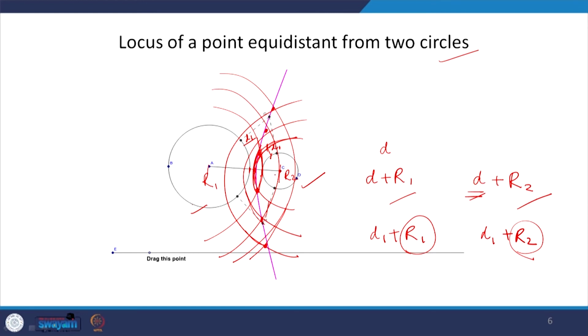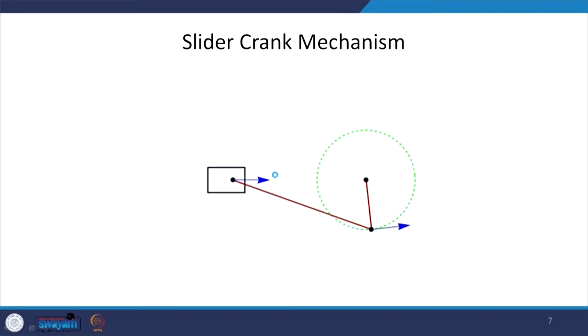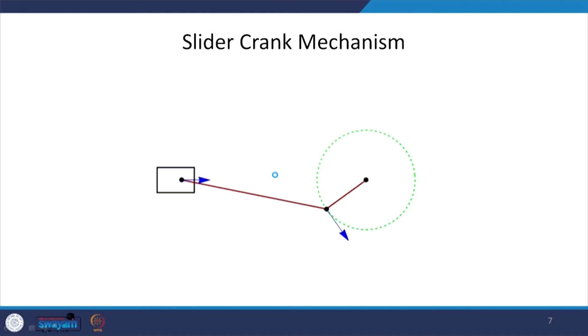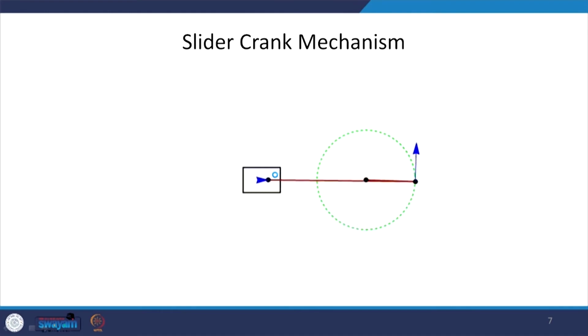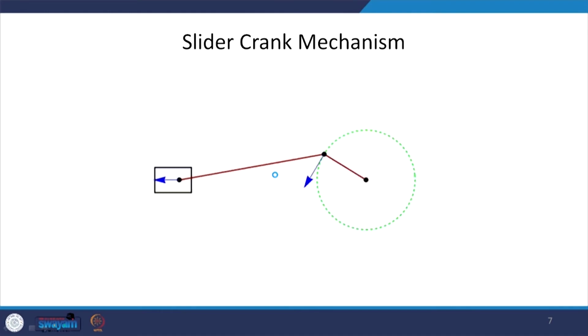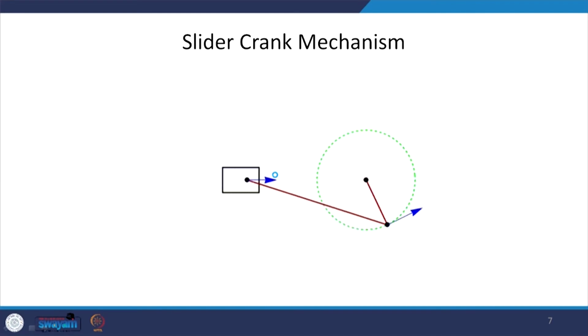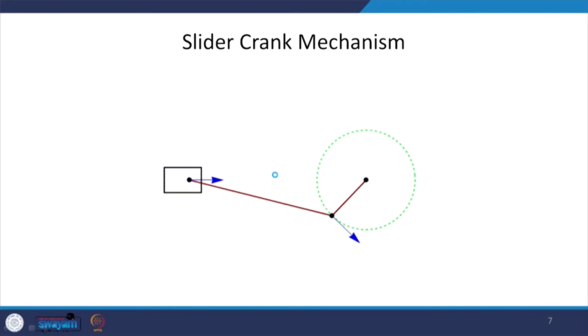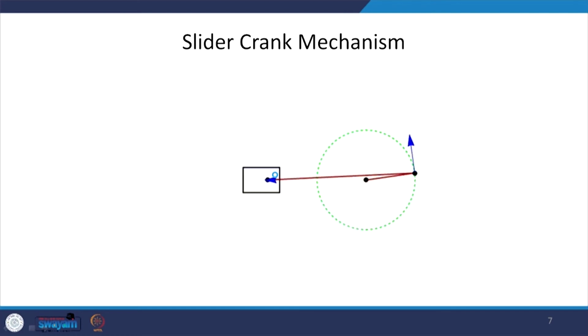If they are placed too close, then we will get a different curve. If they are placed too far, we will get a different curve. So, that is how we will get the new curve, get the locus of this point. Now, the last one which I am going to discuss here is this slider crank mechanism, which is the most common example of the locus that I can give you.